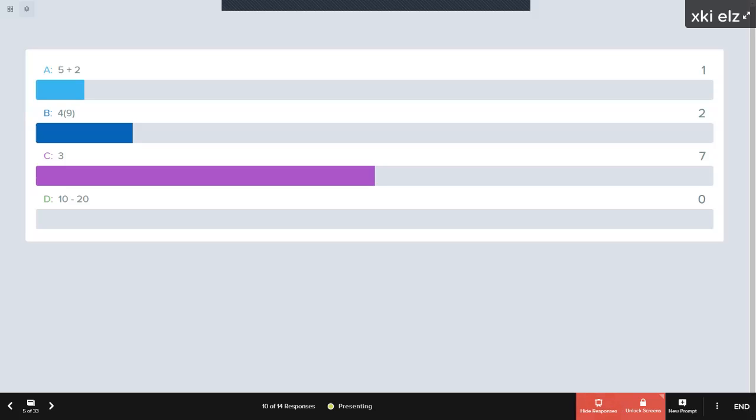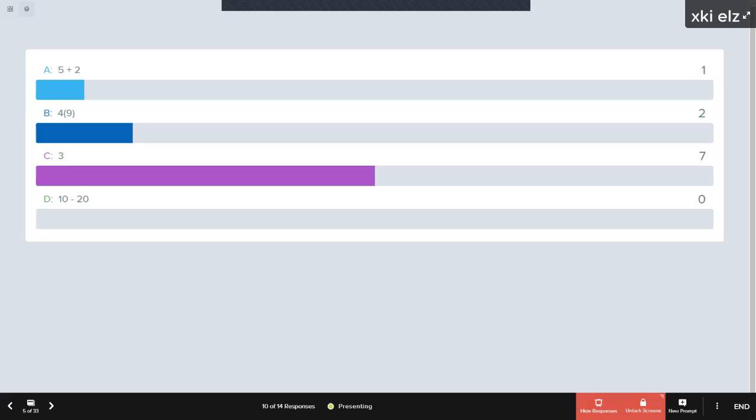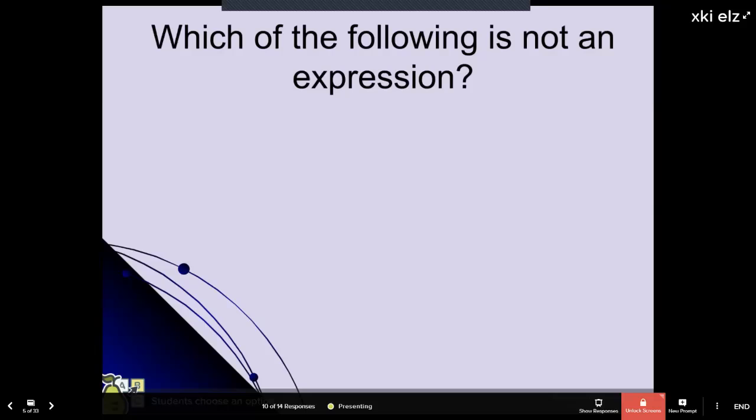Most of you guys said it was 3, and good job, because it is 3. To have an expression, you need to have more than one term, more than one number, and there has to be some sort of operation going on. Do remember that when you have something in parentheses, 4 parentheses 9, that means to multiply. And with this one, 5 plus 2, there's 2 numbers we're adding. So, but nobody picked D, that's good. That was the answer second period liked, that if they didn't get it correct.